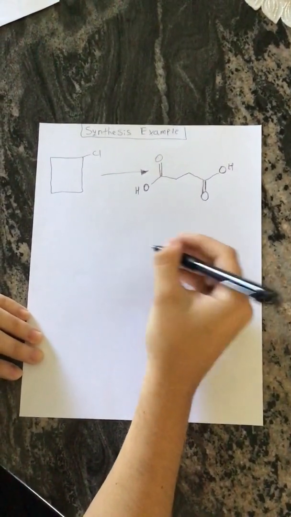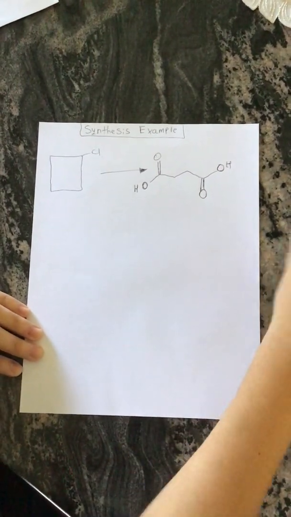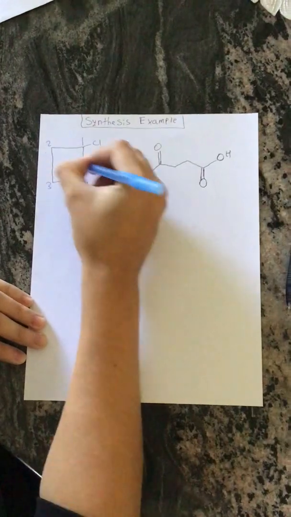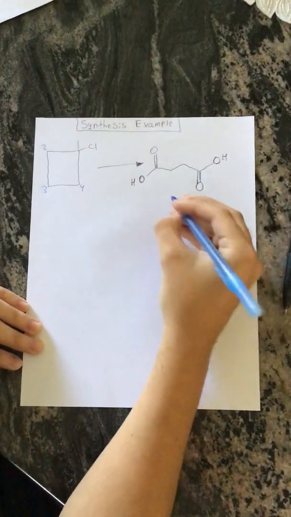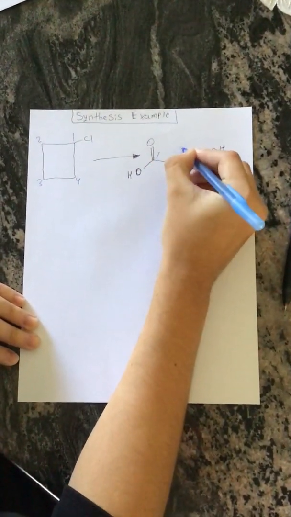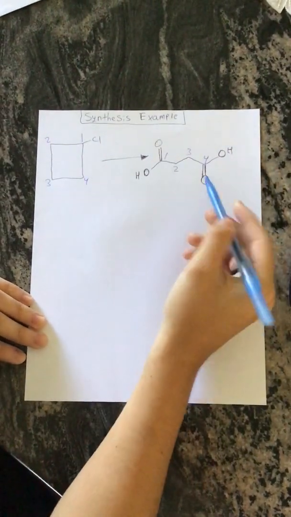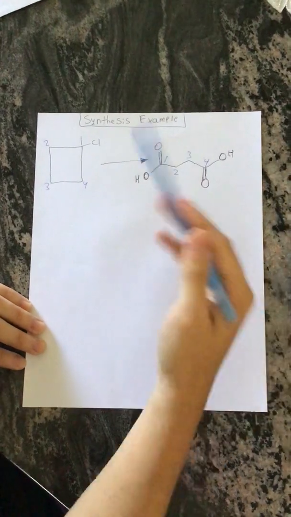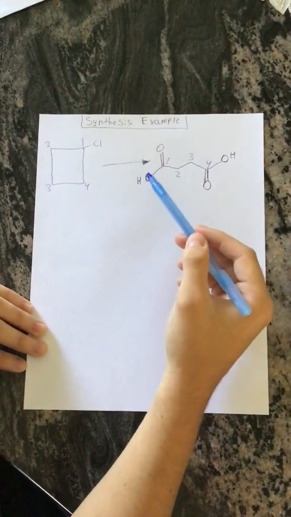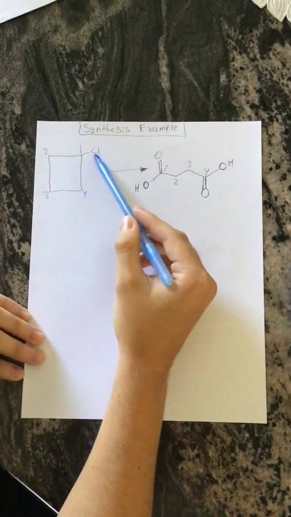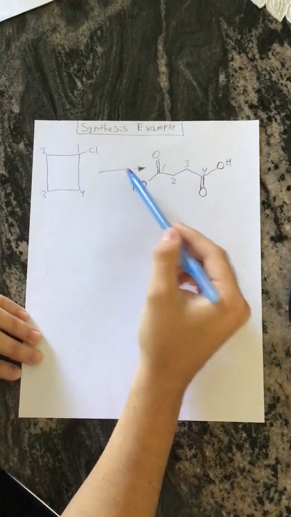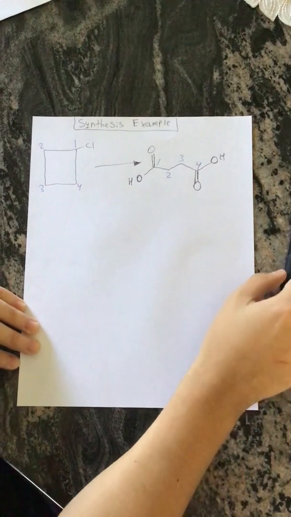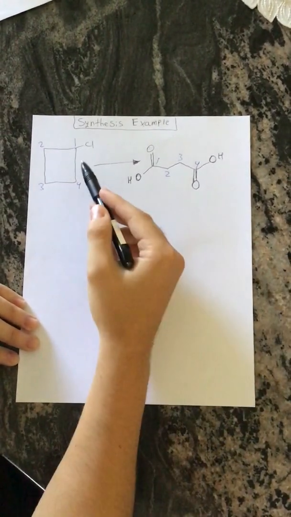And so the first thing you want to do is count the carbons. So 1, 2, 3, 4 carbons in your starting material, and then 1, 2, 3, 4 carbons in your end product. So that means that we don't have to lengthen the carbon chain, so that is good. Another thing you want to notice is this chlorine here, this chloride. You don't see that at all in the end product, so that should right away tell you that there's going to be some sort of elimination.